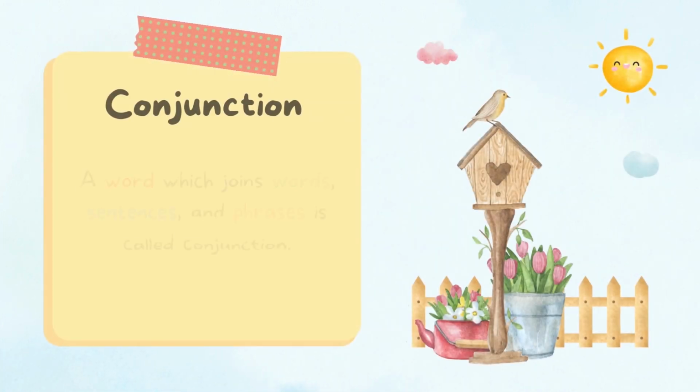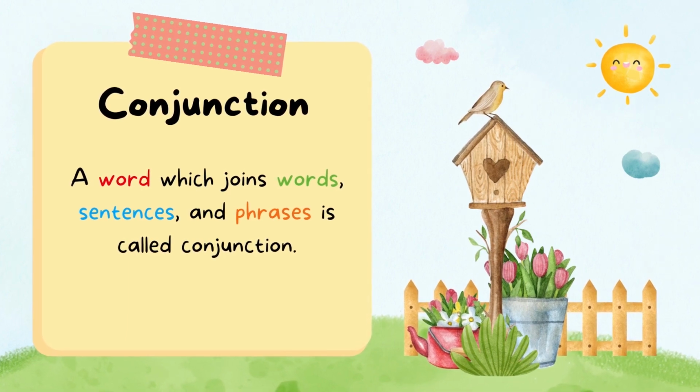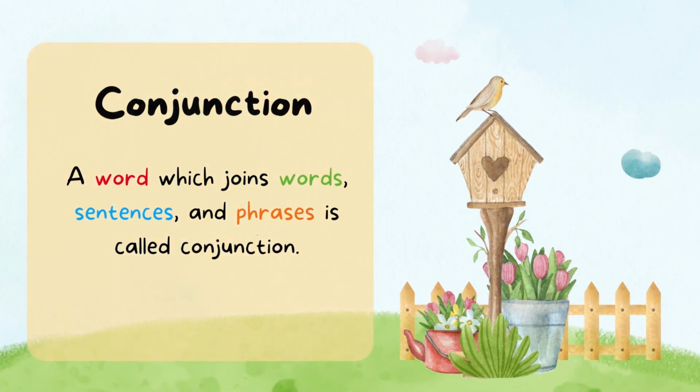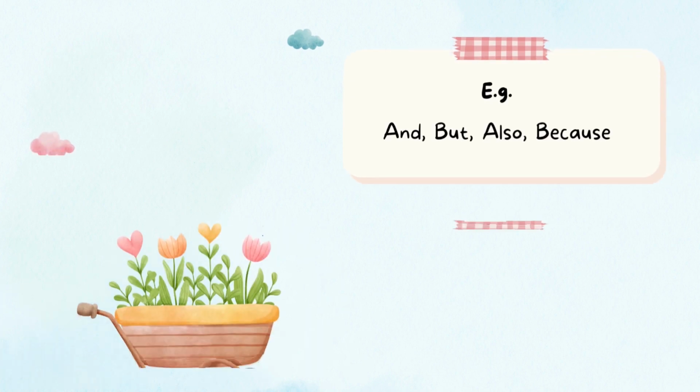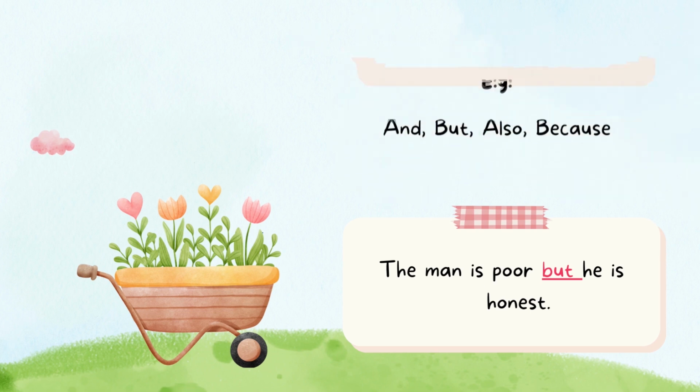Conjunction. A word which joins words, sentences, and phrases is called conjunction. For example, and, but, also, because. The man is poor but he is honest. Here the word but is joining two sentences.